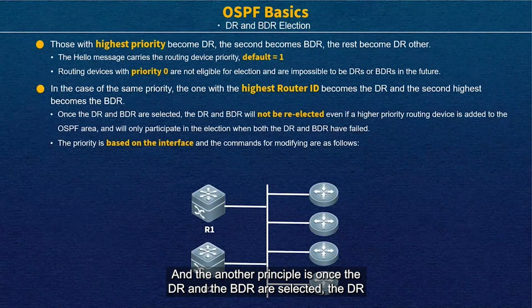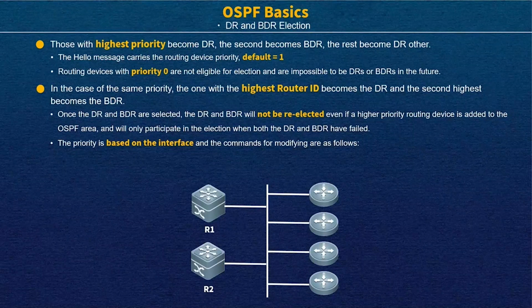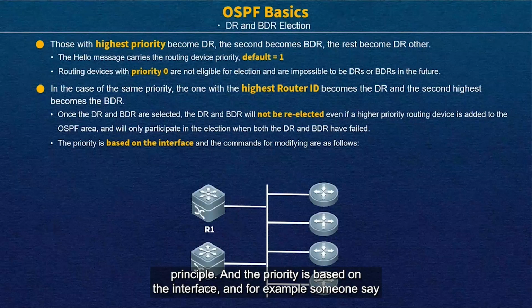And another principle is once the DR and BDR are selected, the DR and BDR will not be re-elected, even if a higher priority routing device is added to the area. Only participate in the election when both of DR and BDR have failed. So this is the principle. And the priority is based on the interface.